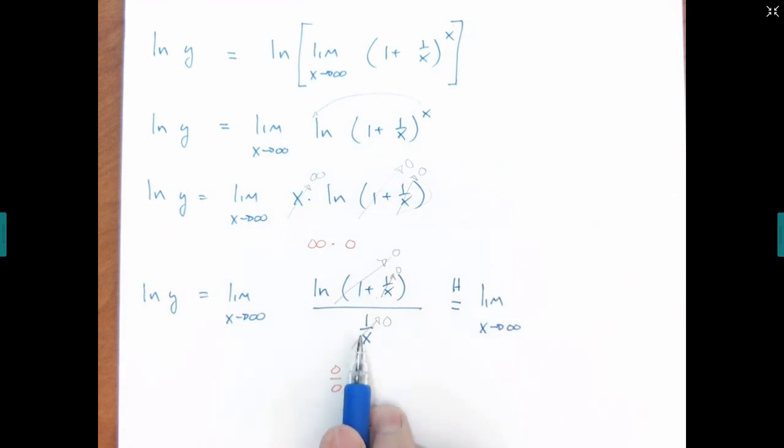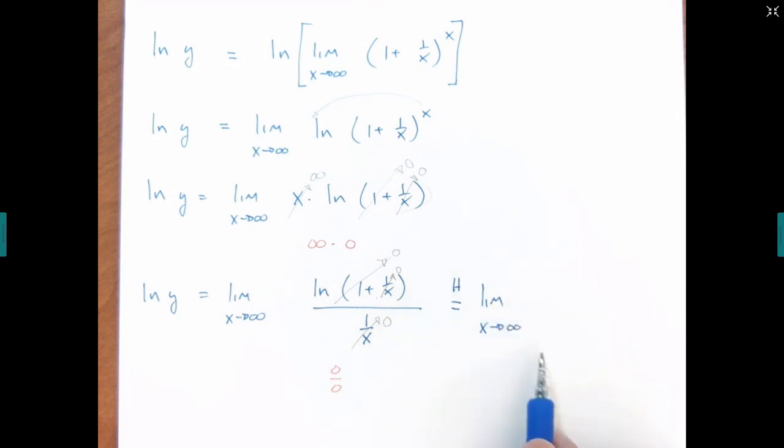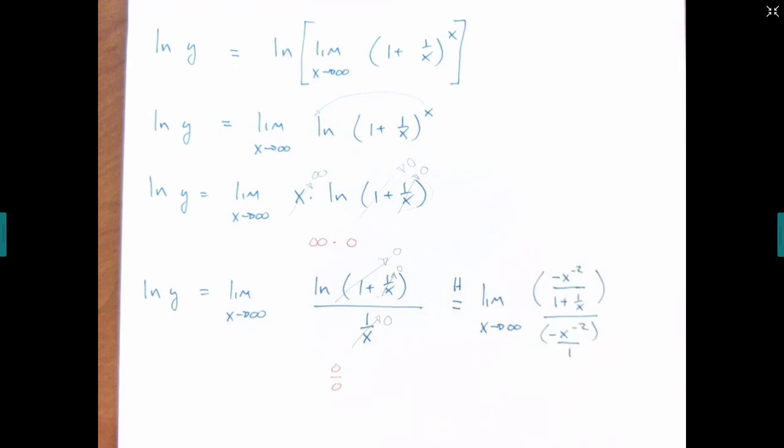Now I'm going to have to take some derivatives. I need the derivative of the top, and I need the derivative of the bottom. These are both going to be very, very easy for me to do. So let's go ahead and do that. I'm going to pause the video, and then I'm going to do that work, and write out the derivative of the natural log of 1 plus 1 over x. It's the derivative of what's inside divided by what's inside. And this denominator here is x to the negative 1, so the derivative of x to the negative 1 will be negative x to the negative 2. This is going to be pretty easy.